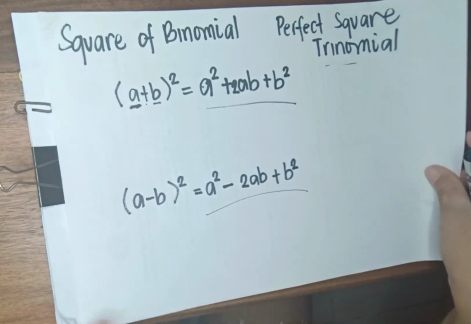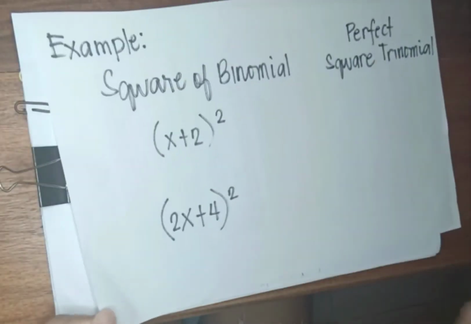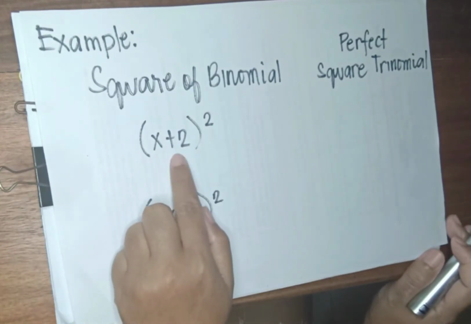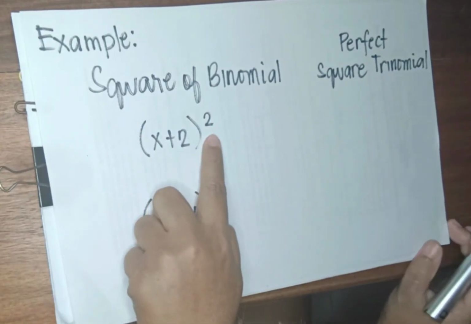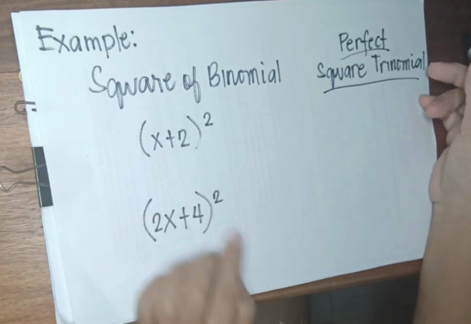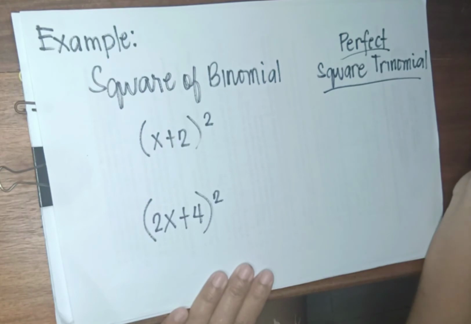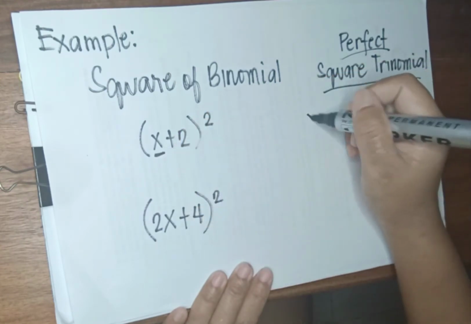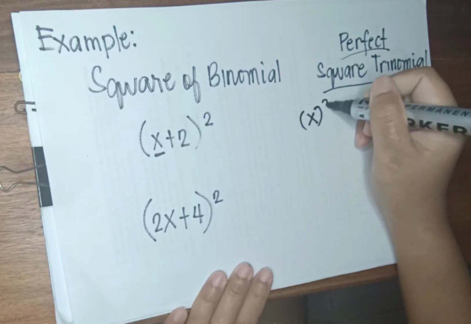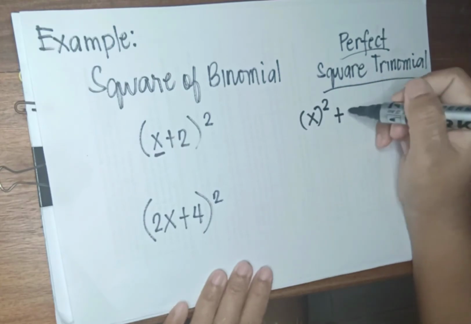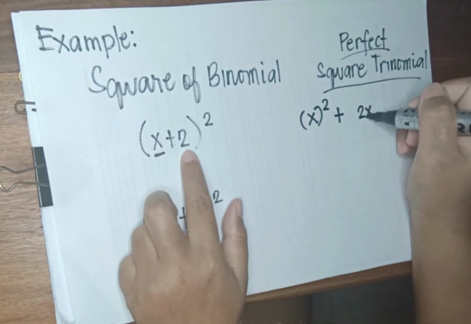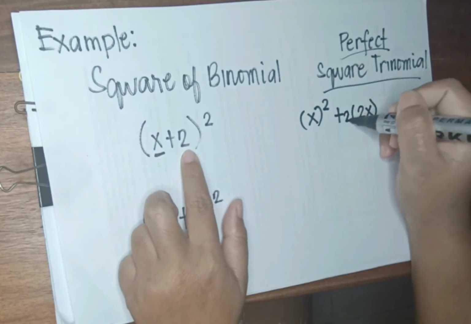Alright, so let me give you an example. So let's say we have here a square of binomials. The quantity x plus 2 is squared. Itra-transform natin siya into a perfect square trinomial using yung binigay ko kanina. So, first thing to do, you get your first term, which is x. Square mo siya. Then, to get the middle term, multiply the two terms. X times 2, that is 2x. And don't forget, times 2.